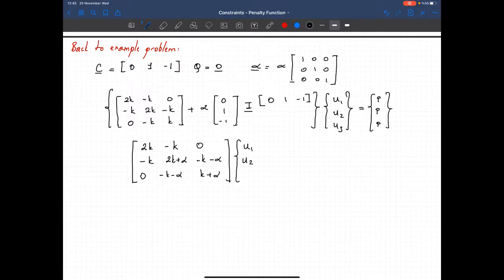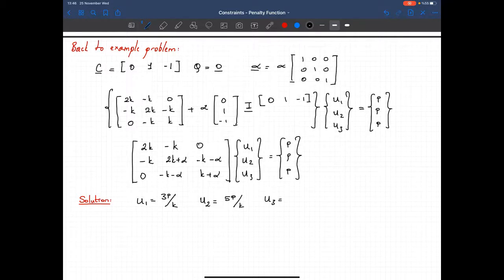u1, u2 and u3 is equal to P, P and P. And if you solve this system of equations, this is what I obtain. u1 is equal to 3P over K, u2 is equal to 5P over K, and u3 is equal to 5P over K plus P over alpha plus K. Alright, so here I work symbolically.